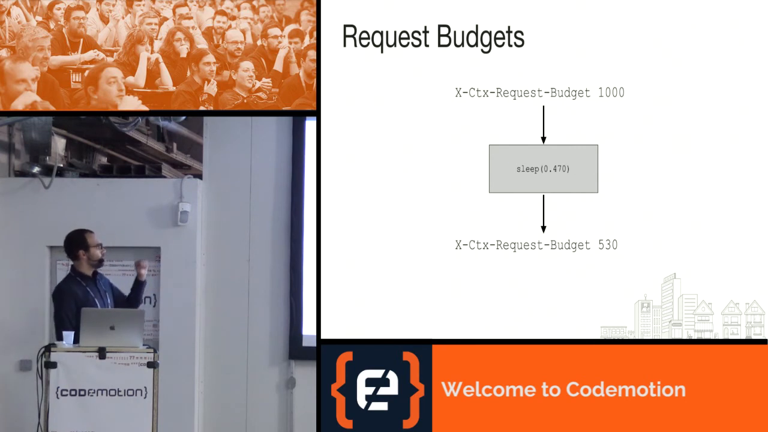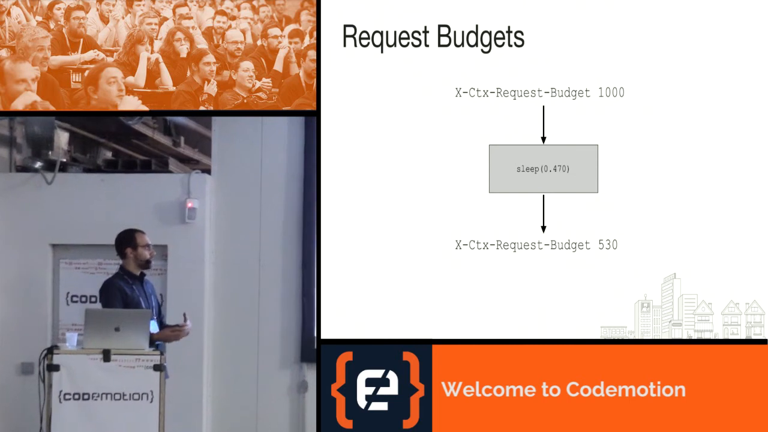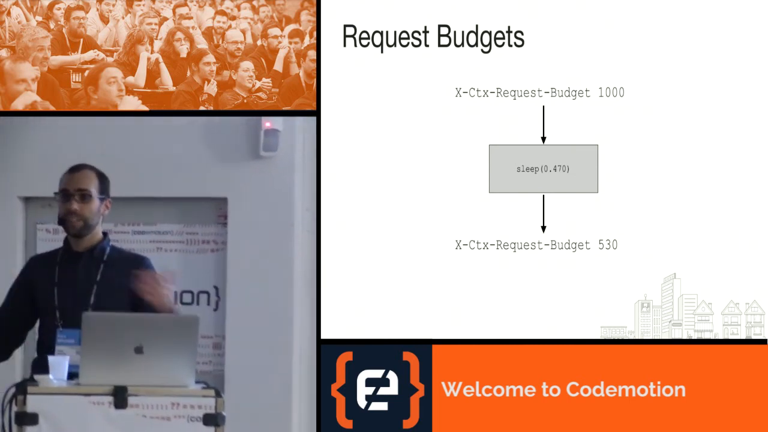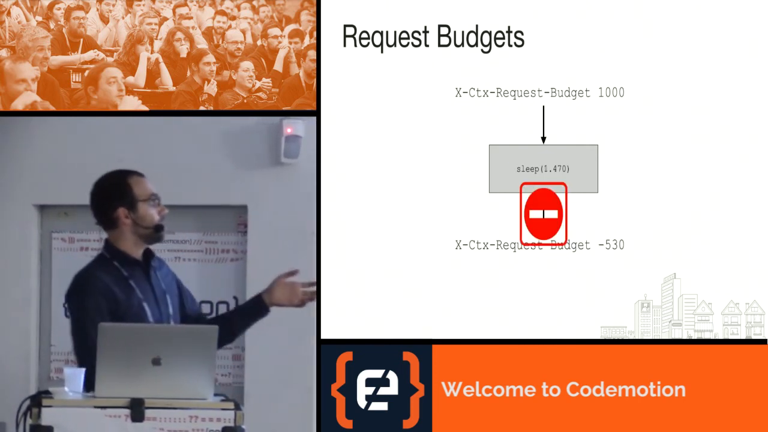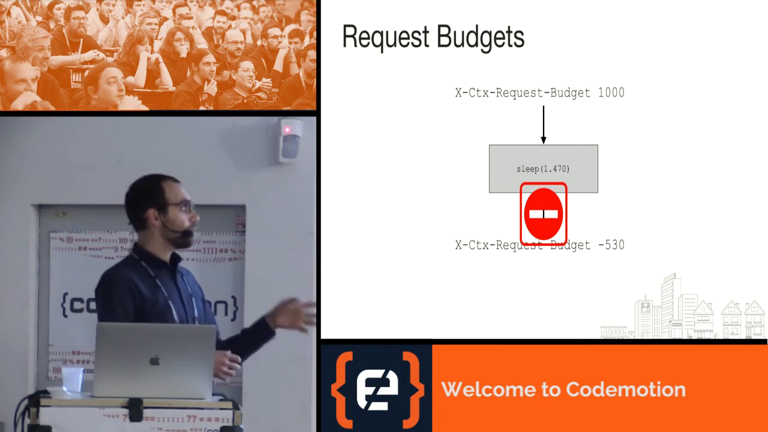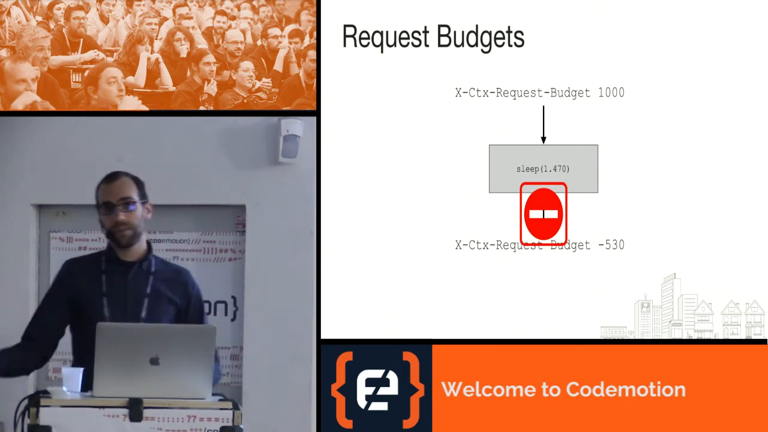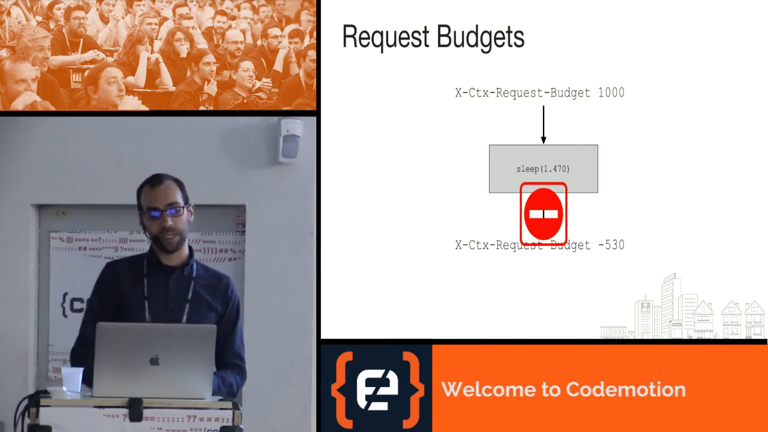It's pretty straightforward. You set an initial request budget of 1,000 milliseconds. Something in the middle takes up 470 milliseconds, so you still have a request budget of 530 milliseconds for every downstream service to execute. On the other hand, you might set a budget of 1,000 milliseconds, something sleeps for 1,470 milliseconds, and you're out of budget. You're already 500 over. Every request downstream knows not to execute and should just fail up front and fail immediately.